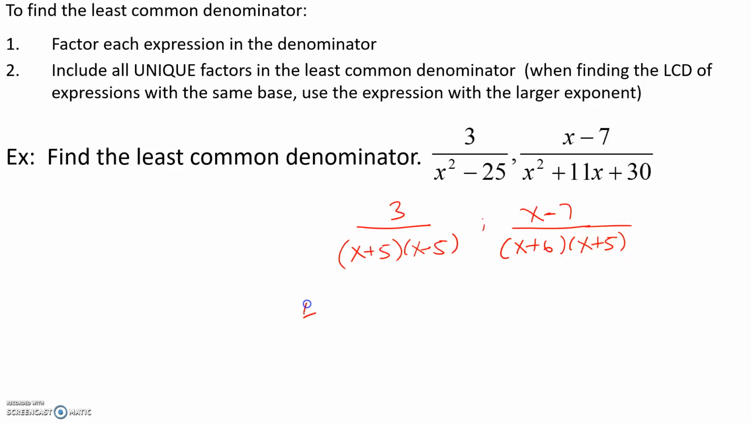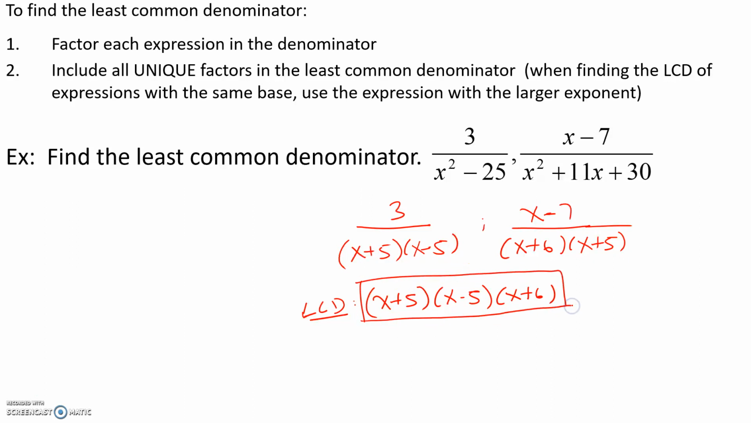Okay, so now for the lowest common denominator, we need to find all the unique factors in the denominators. So our unique factors, well, we have x plus 5. That's unique to the LCD because the LCD is empty. X minus 5. Then we have x plus 6 from the second fraction. But the x plus 5 is already in the LCD. A factor is considered not to be unique if it already exists in the LCD. Because this factor of x plus 5 is already in the LCD, we don't need to include it twice. Therefore, this will be our least common denominator.